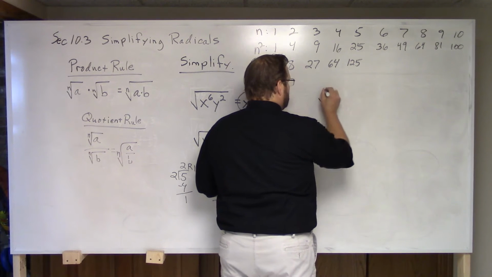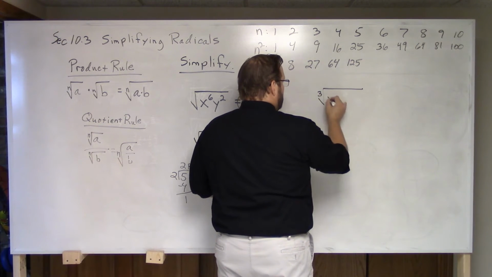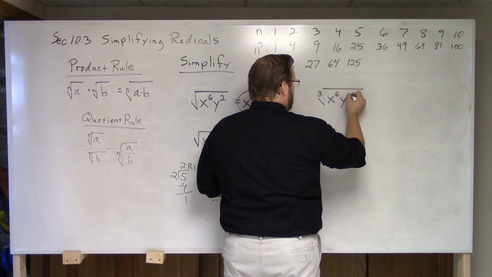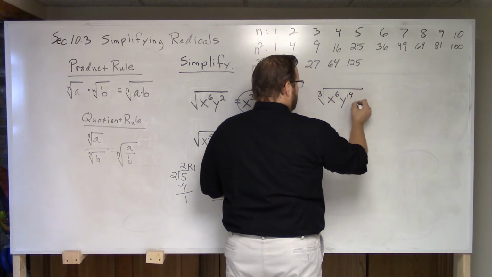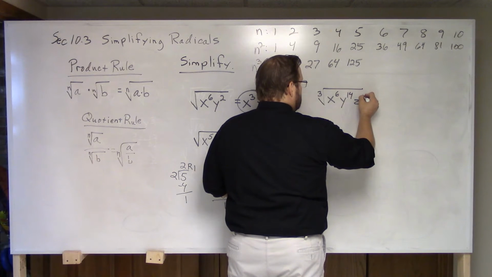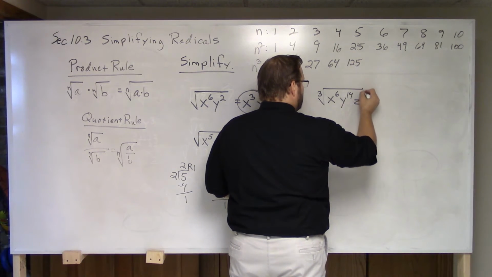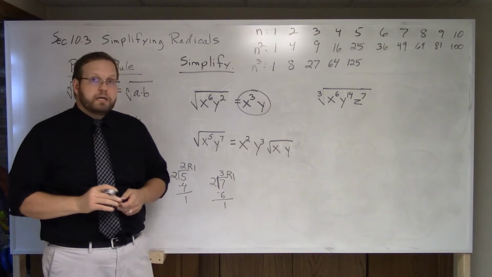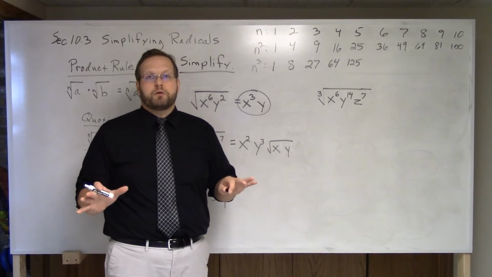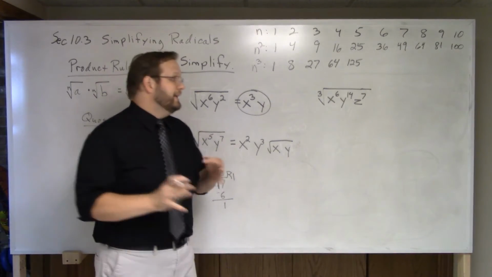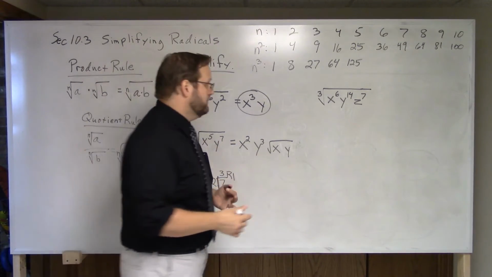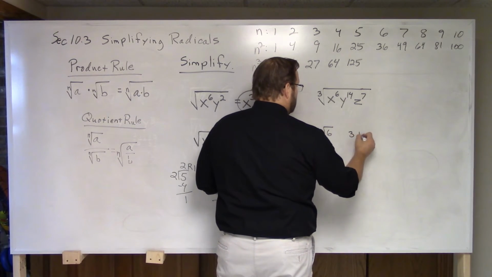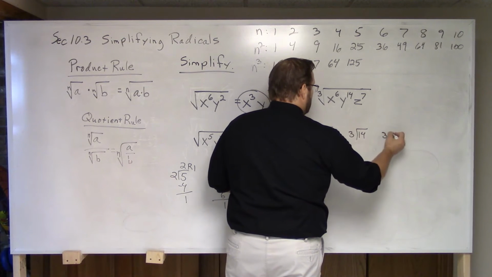Let's go with a cube root of x to the 6th, y to the, let's say, 14th, z to the 7th. Now, if you can do the division in your head, more power to you, that's great. But if not, it takes a few seconds, it's worth writing it down. So I'm going to go with 3 going into 6, 3 going into 14, and 3 going into 7.